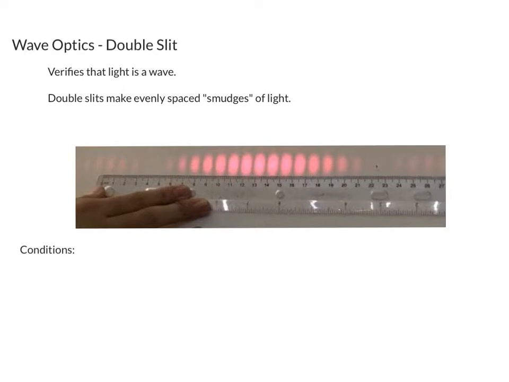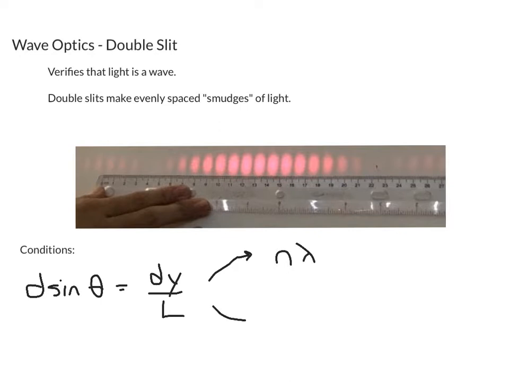When we did the math on the double slit, we got the conditions. If we're considering the angle, then our equation is d sine theta. If we're considering the distance measured along the screen, the y value, then our condition is dy over L. For constructive interference, that d sine theta or dy over L is always a multiple of lambda. For destructive interference, that distance is always off by a half.